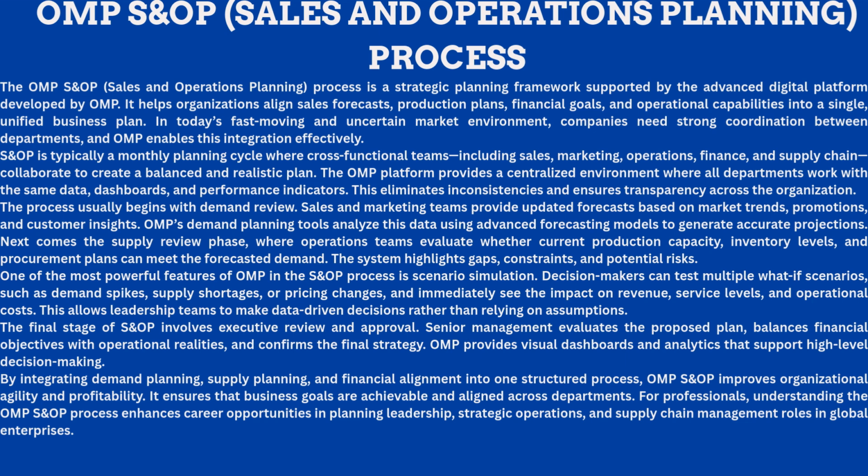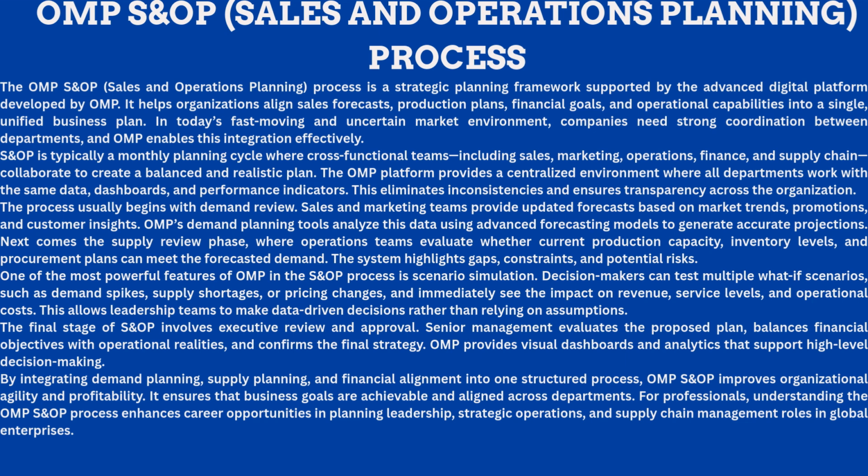S&OP is typically a monthly planning cycle where cross-functional teams, including sales, marketing, operations, finance, and supply chain, collaborate to create a balanced and realistic plan. The OMP platform provides a centralized environment where all departments work with the same data, dashboards, and performance indicators. This eliminates inconsistencies and ensures transparency across the organization.